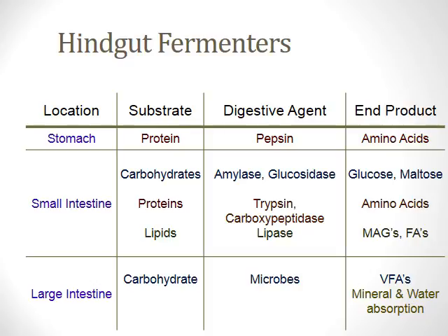And last but not least, the cellulose is a complex carbohydrate that the microbes are able to start breaking down, and they convert the cellulose, or ultimately the molecule that's freed as glucose, into volatile fatty acids. The large intestine is also a site where mineral and water absorption occur. So that's a summary of the hindgut.